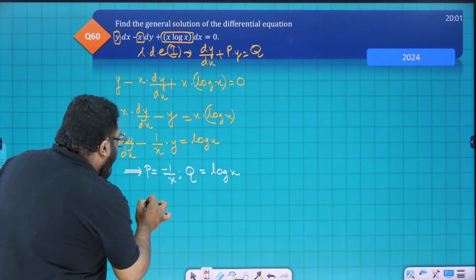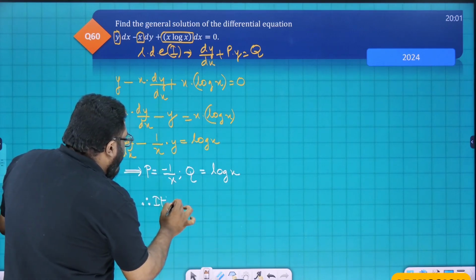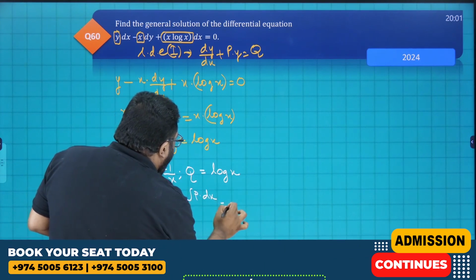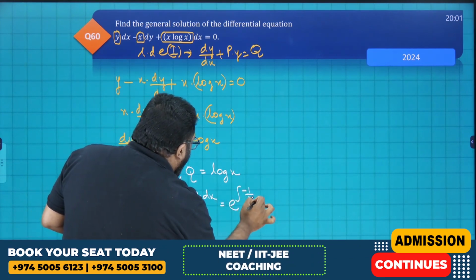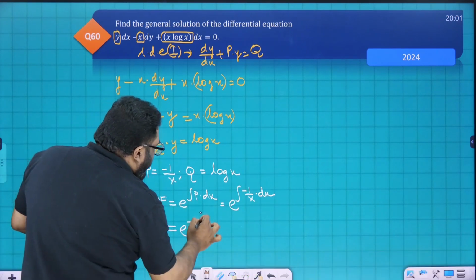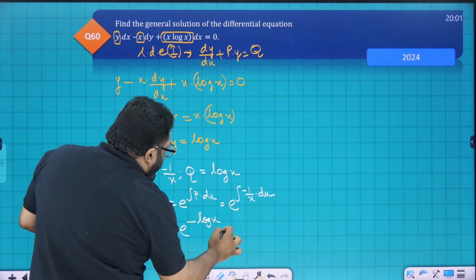Now what is my integrating factor? My integrating factor is equal to e raised to integral p dx. E raised to integral minus 1 by x dx, which is equal to e raised to minus log x.